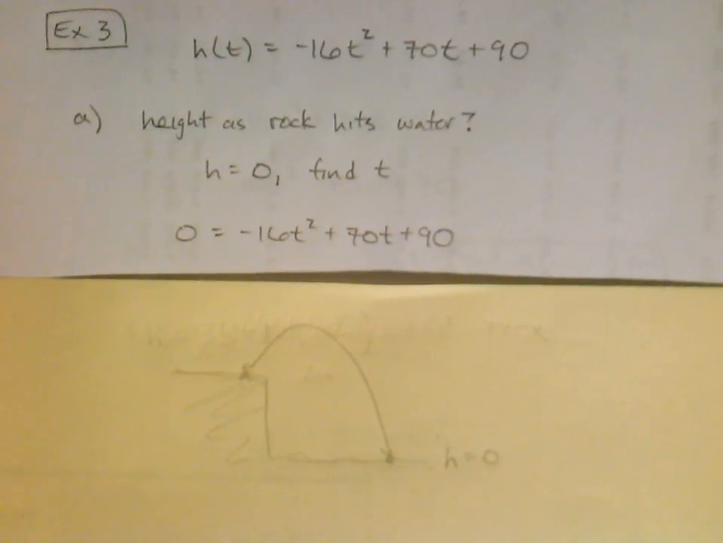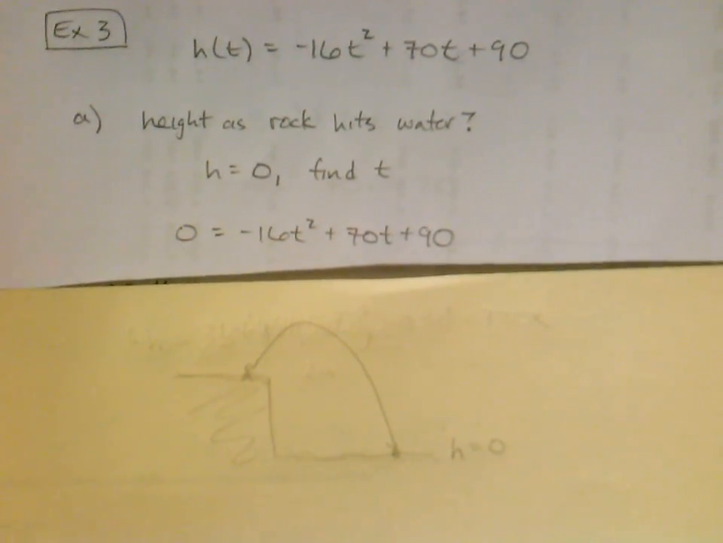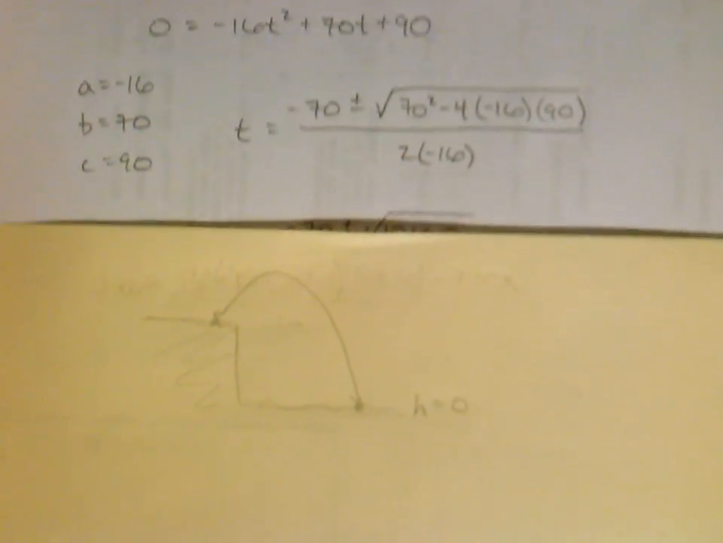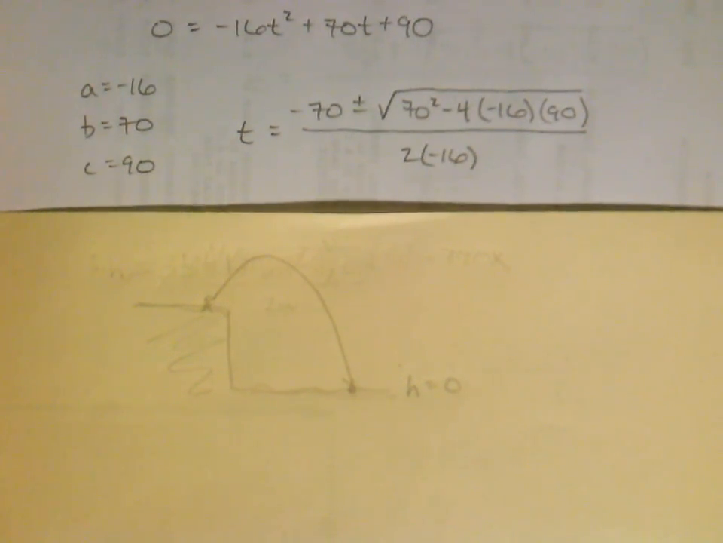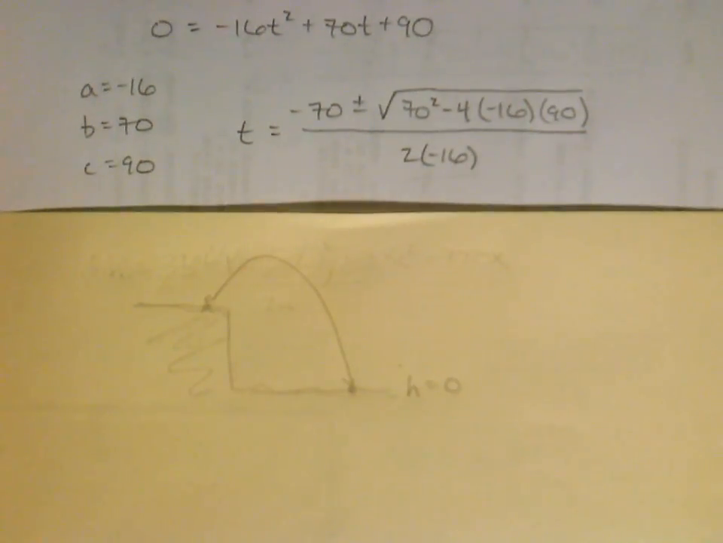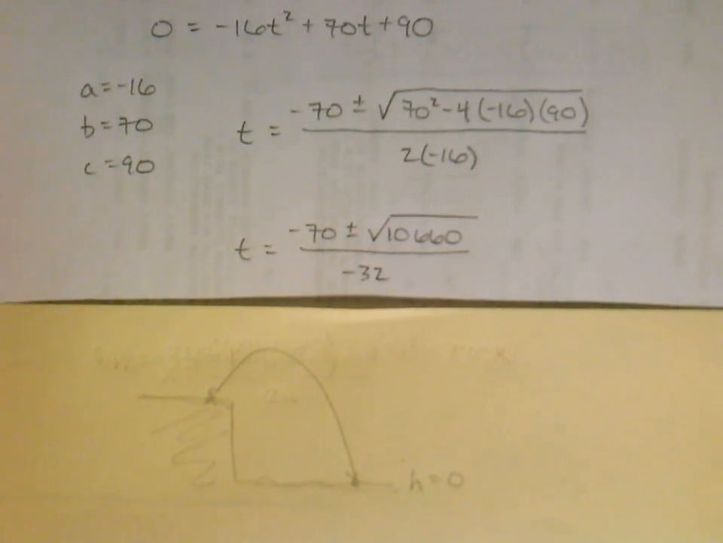Okay, well, at this point, hey, we've got the equation. We can just go for quadratic formula right here. So our a is negative 16, b is 70, c is 90. Plug those all in. T equals all that. Okay, and I'll go through this sort of quickly, right? We want to calculate what's inside that square root. Turns out it's 10,660 under there. And our denominator is negative 32.